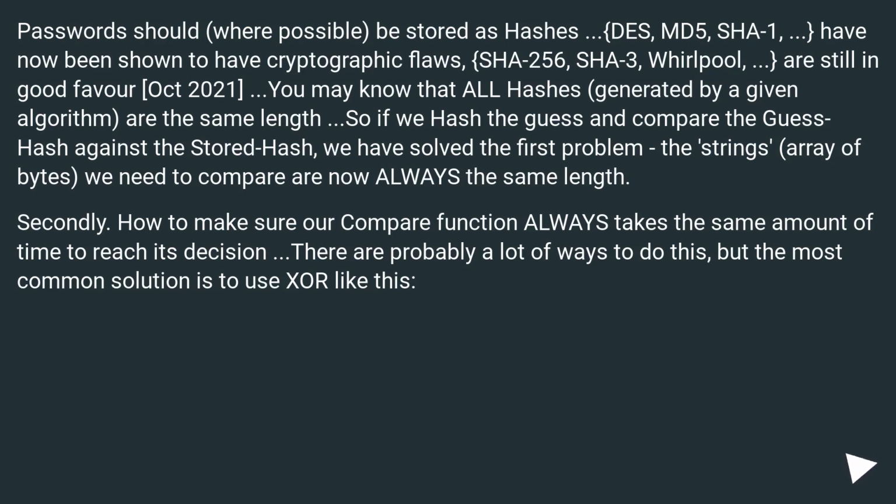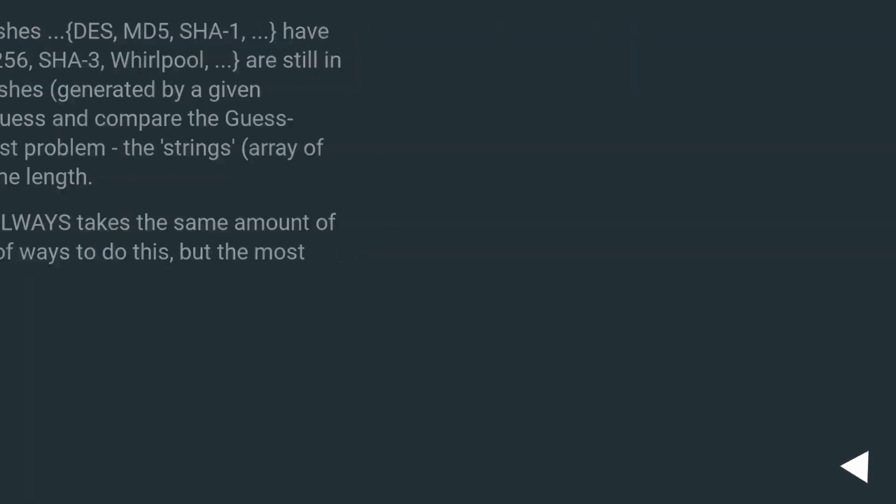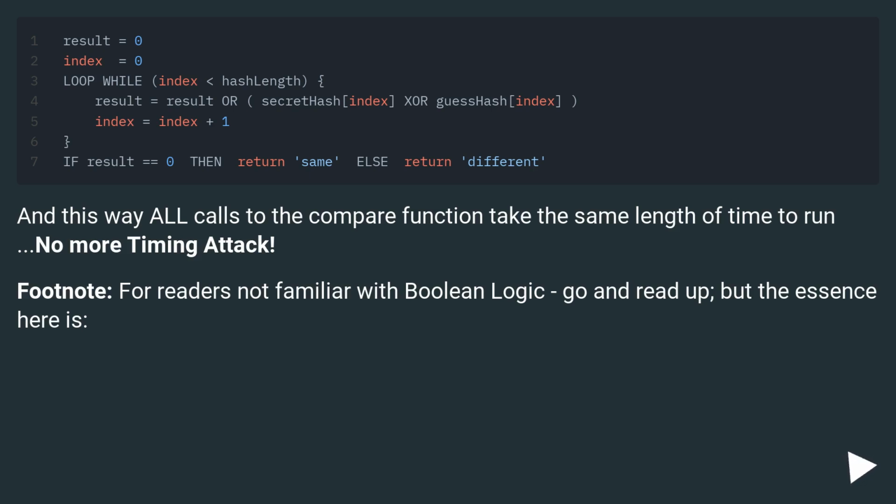Secondly, how do we make sure our compare function always takes the same amount of time to reach its decision? There are probably a lot of ways to do this, but the most common solution is to use XOR like this. And this way all calls to the compare function take the same length of time to run, no more timing attack. Footnote, for readers not familiar with Boolean logic, go and read up, but the essence here is.